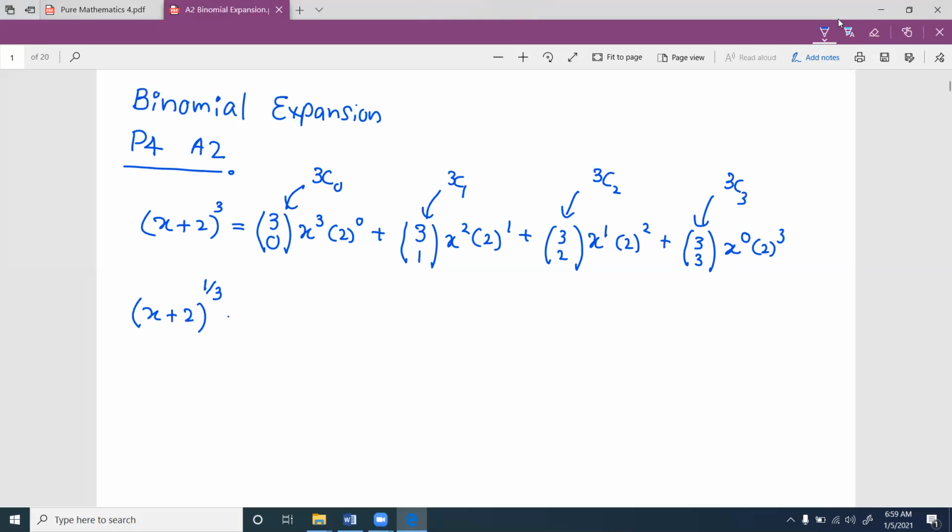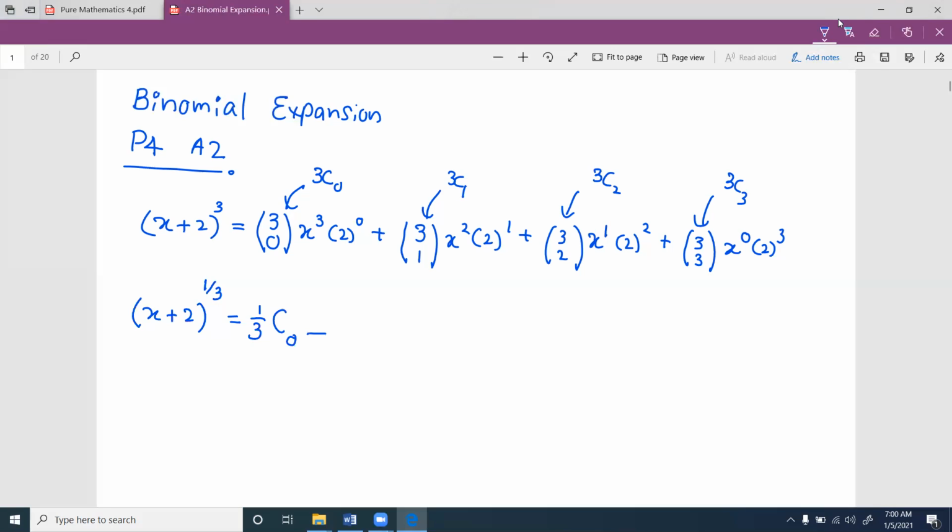Let's see. According to this one, 3C0 means if the power is 3, we just put 3 here. So if you get this answer, (1 over 3)C0, just take your calculators, children, and include this figure, (1 over 3)C0, and see whether you can obtain this answer. Obviously, you will realize that you cannot get any figure for it. So therefore, if the power is a fraction, we cannot find it for this one.